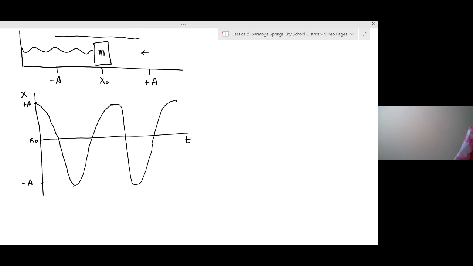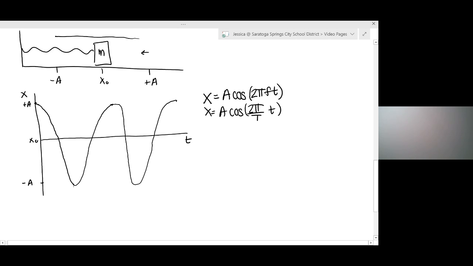Okay? That is because the position of a mass on a spring that oscillates back and forth can be defined by the equation of A cosine 2 pi times the frequency times time, or A cosine 2 pi over the period times time. Okay. Now, the reason we use a cosine graph is because we start at the amplitude up here. Okay.